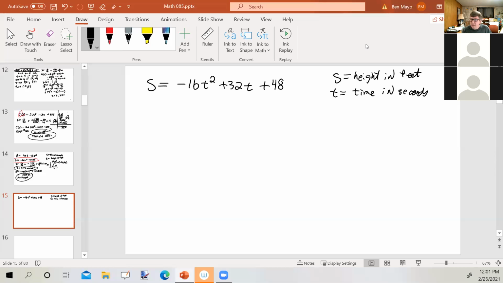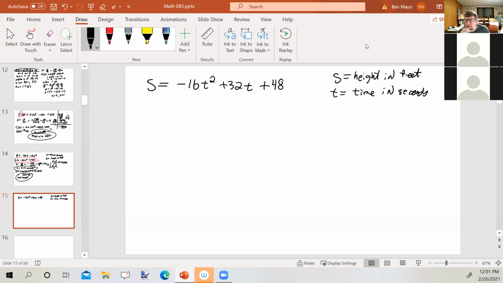It says find the maximum height reached by the ball. Oh, this has an a value that's negative, so the parabola is going to open downward, so it's going to have a maximum. So the maximum height, that would be the S value of the vertex, the second coordinate, and the time it takes for the ball to hit the ground. That's not in the vertex.